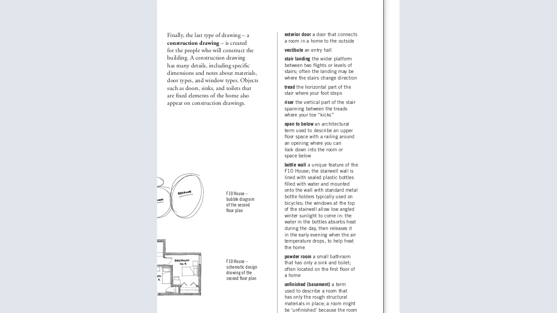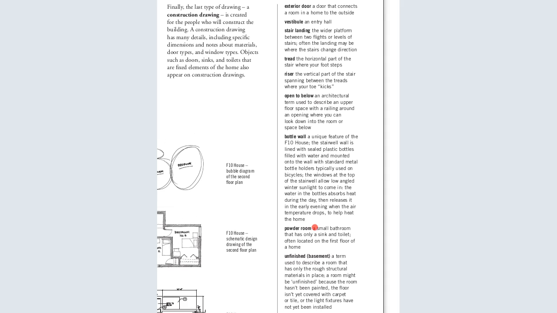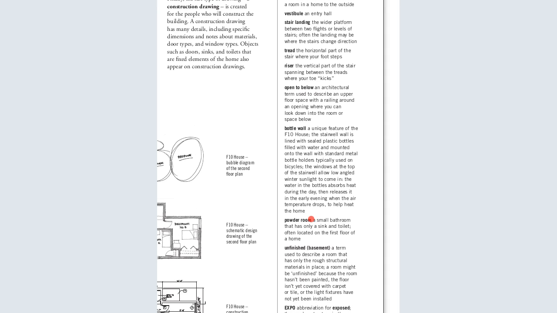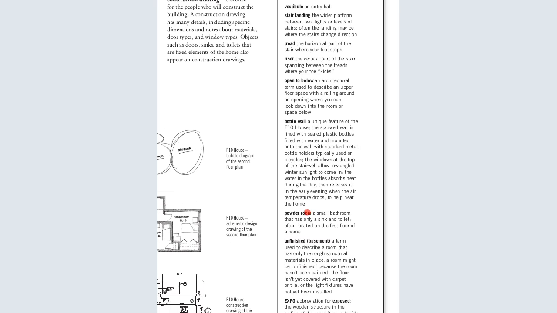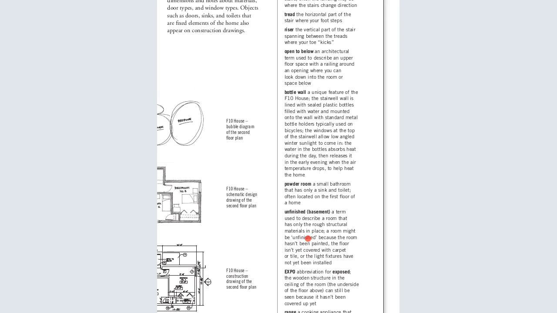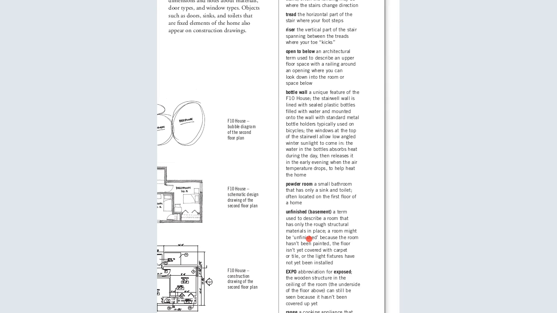So some of the vocabulary again are here: the exterior door, the outside door, the stair landing, the tread, which is the horizontal part of the stair where your foot steps. The riser, this is the vertical part of the stairs, the spacing between the treads where the toes kick. And then we have the open to below, a term architects use to describe the upper floor space open to the ground. And then we have the bottle wall, which is a unique feature of the F10 house, a stairway that is lined with sealed plastic bottles.